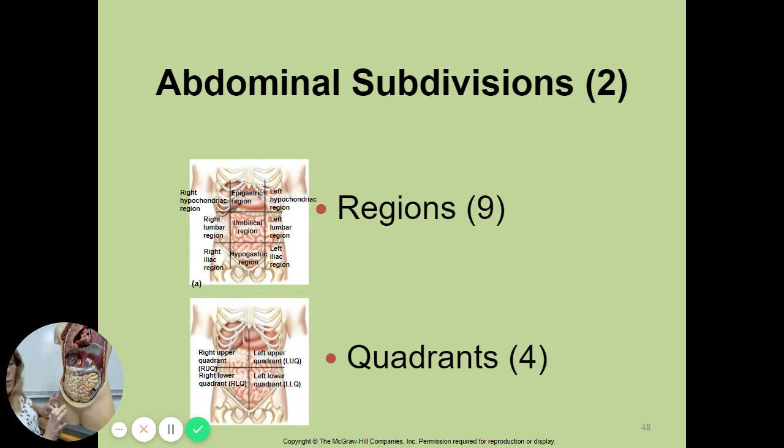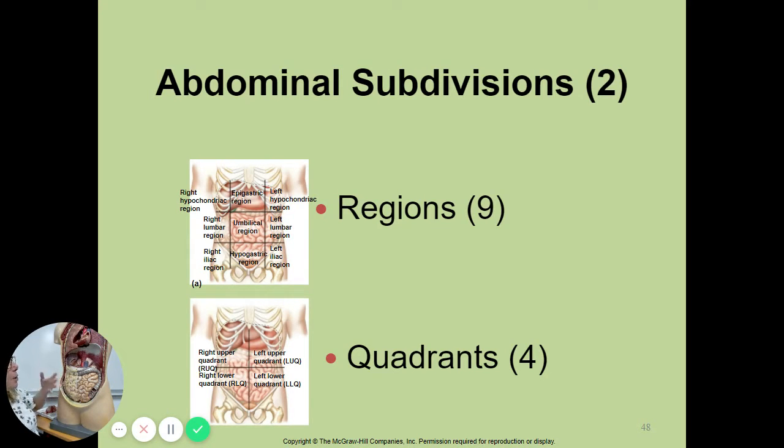I know those are some terms that are harder to understand, but they all do make sense if you know what they're referring to. Quadrants are going to be more commonly used, and they are extremely easy. Make a plus sign across the abdomen. Right upper quadrant, left upper quadrant, right lower quadrant, left lower quadrant.